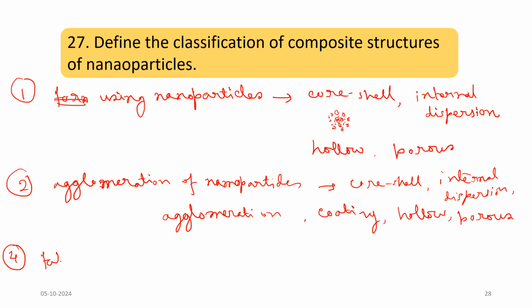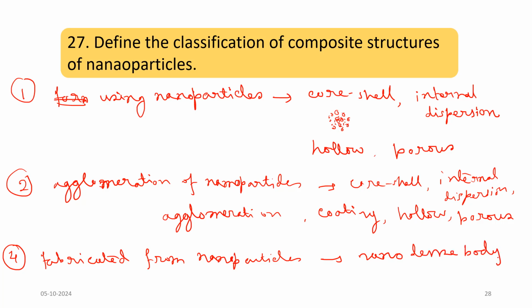Next, what is core shell nanostructure? And how are they formed and used? Core shell nanoparticles are used in bioimaging. Okay.